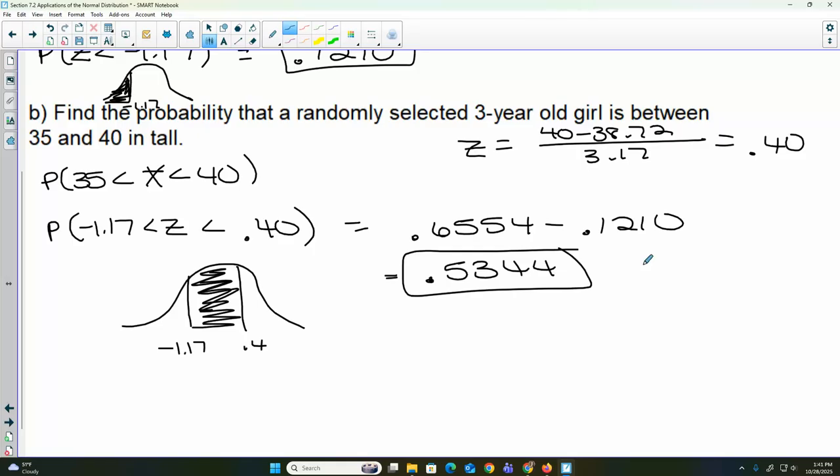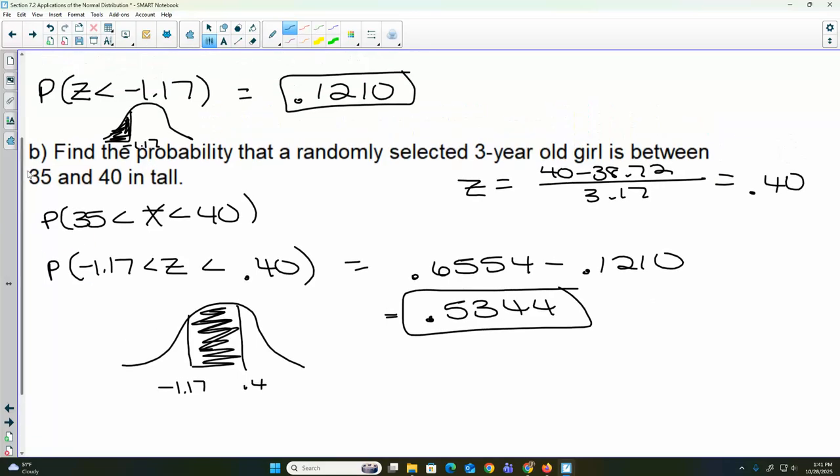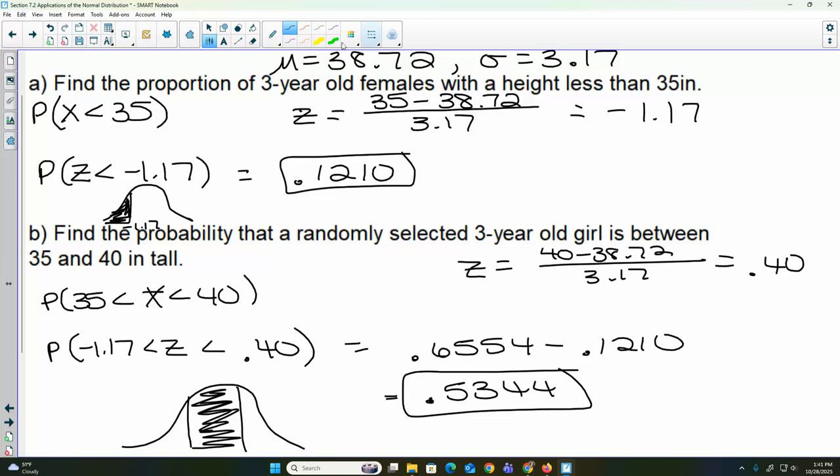Yeah. How can we use the negative 1.17 from the last one if it says 35 inches, with a height less than 35 inches, and then this one is just 35? I didn't use the probability, I just used the z value. So what I would get if I converted 35 into a z. Good point. Any other questions there?